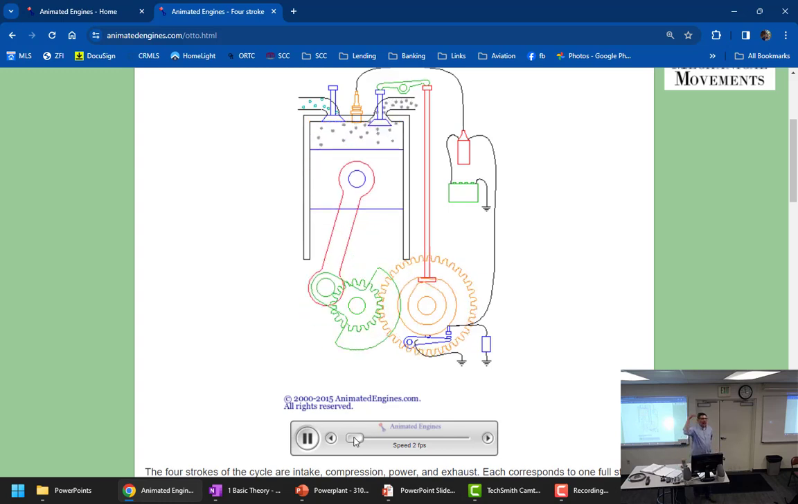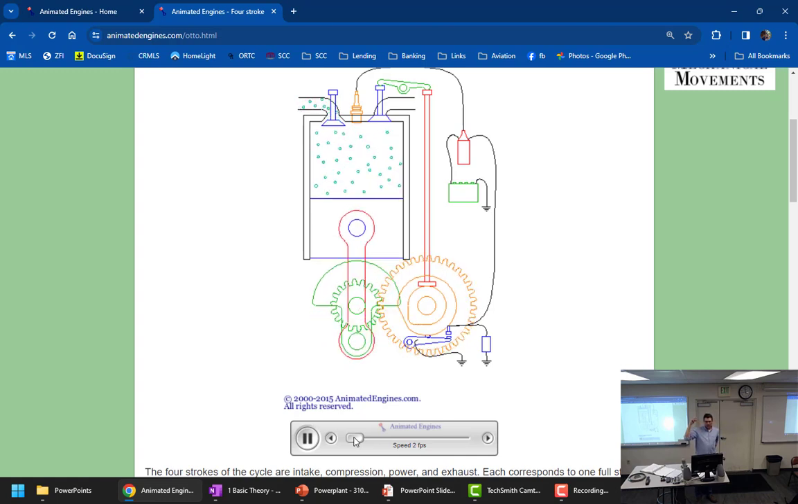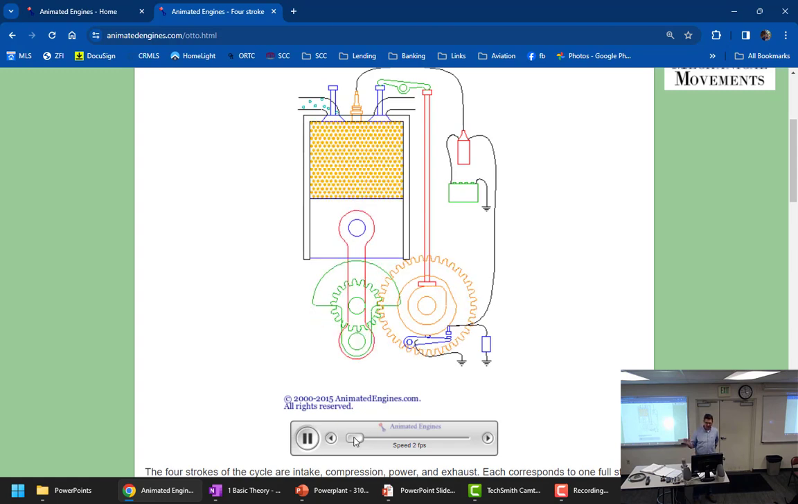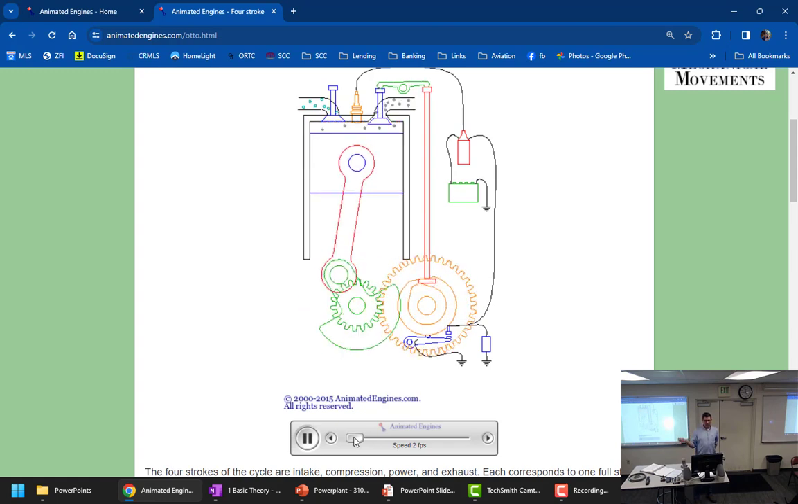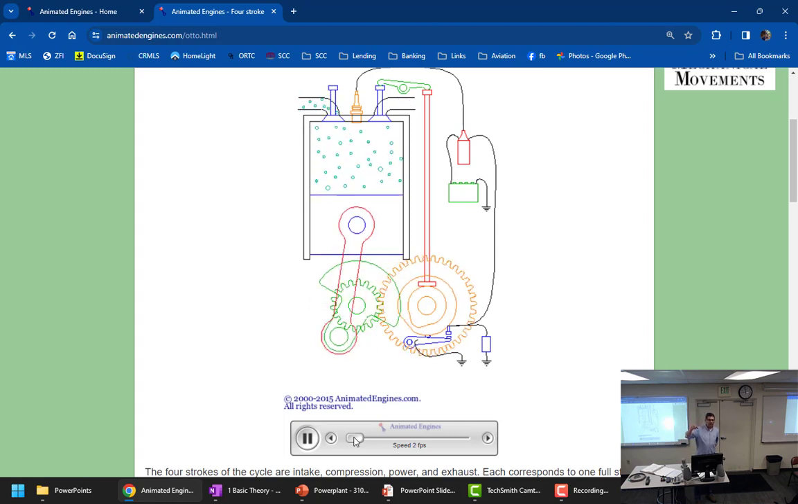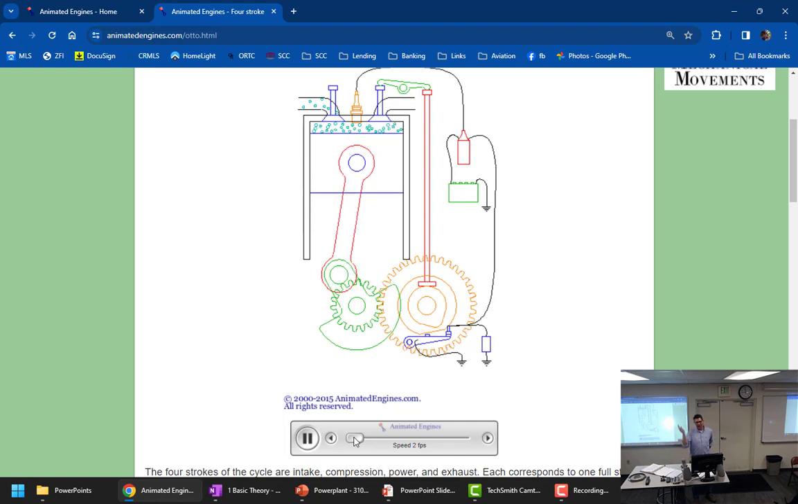Where everything is at top dead center, bottom dead center. So if we look, we get right to the bottom dead center, boom, exhaust valve closes. We get to top dead center, boom, got a spark. Bottom dead center, boom, exhaust valve opens. Top dead center, boom, exhaust valve closes. So everything's happening exactly at top dead center, bottom dead center, nothing happens in between.